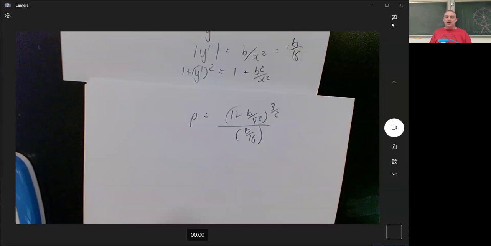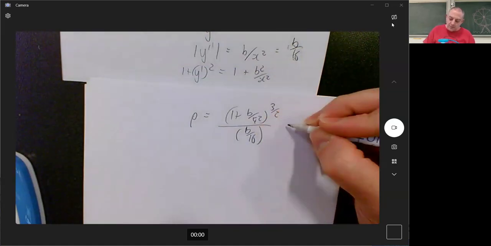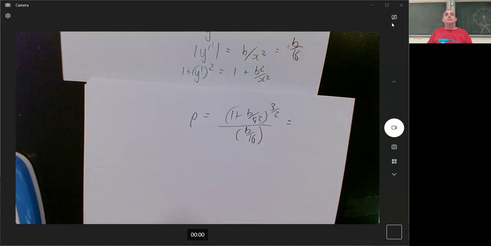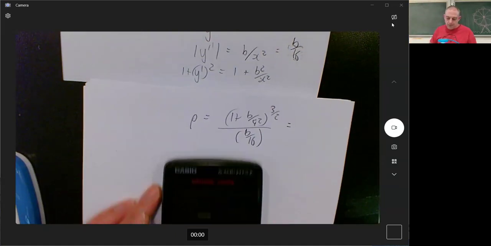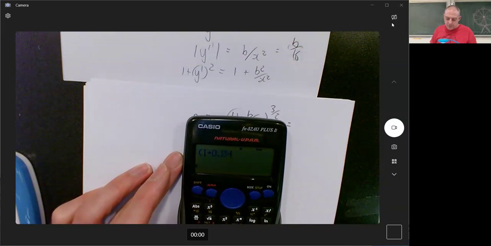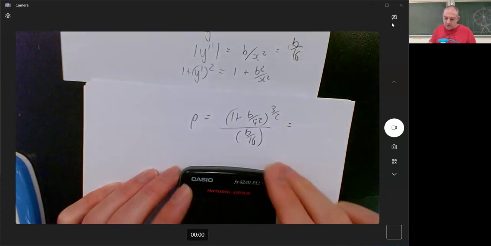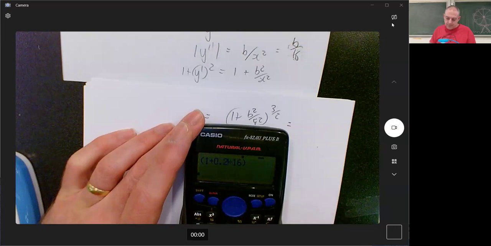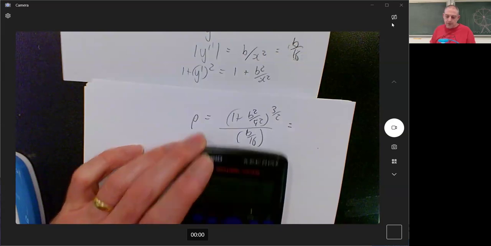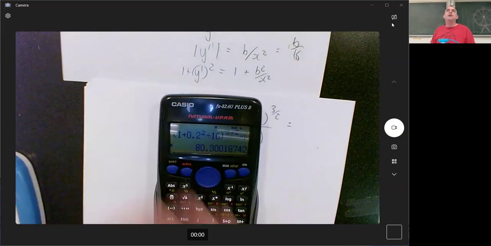Probably I could have just skipped a lot of my figuring out, but 4 squared being 16 seems such a natural thing to write. And that will come out to an answer of some sort. Should get my own calculator, really. One plus 0.2, that's to be squared, sorry, divided by 16, power of 3 on 2. And then all of that is divided by 0.2. I get 80.3.